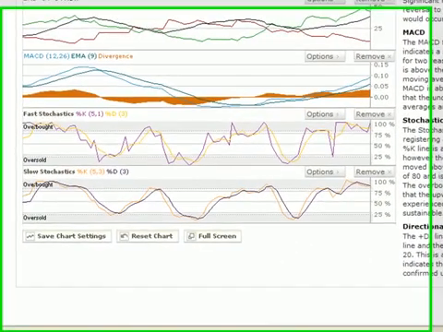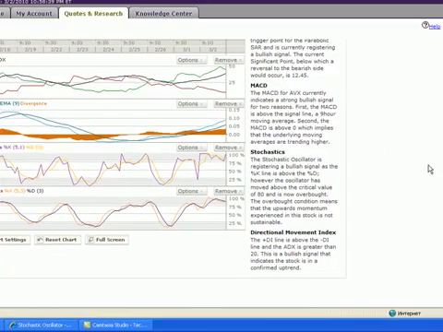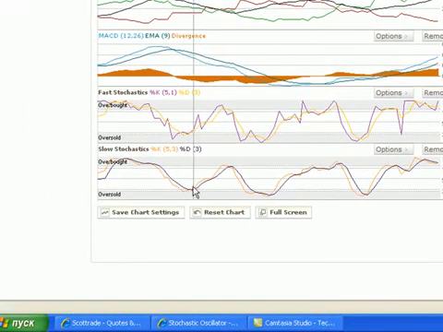Next tool I will go over is Stochastic. There are 2 types of Stochastic, fast and slow. I typically use slow Stochastic to predict whether it's a bullish or bearish signal. And you can do so by looking at K and D line. If K line is above D line, it's a bullish signal. If D line is above K line, it's a bearish signal.